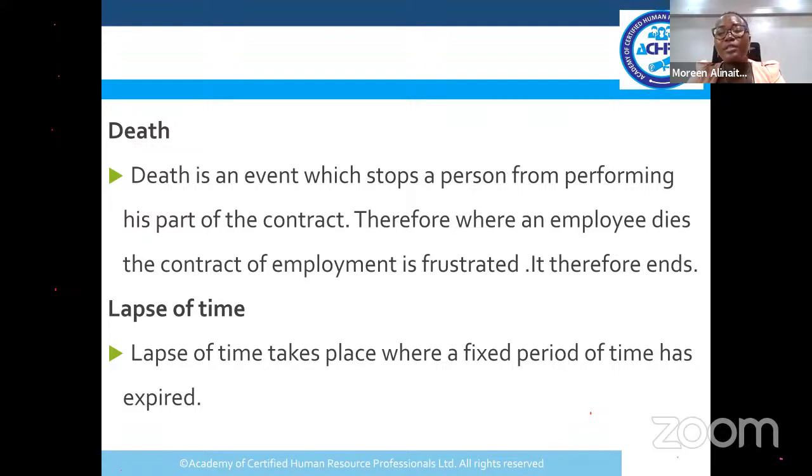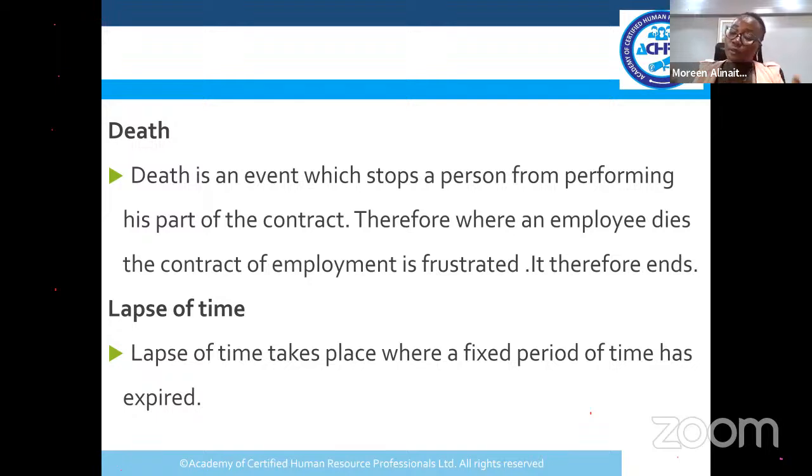The contract can also terminate in cases of death. Death is an event which stops a person from performing his part of the contract. Therefore, where an employee dies, the contract of employment is frustrated and comes to an end. Lapse of time. Lapse of time takes place where the fixed period of time has expired.